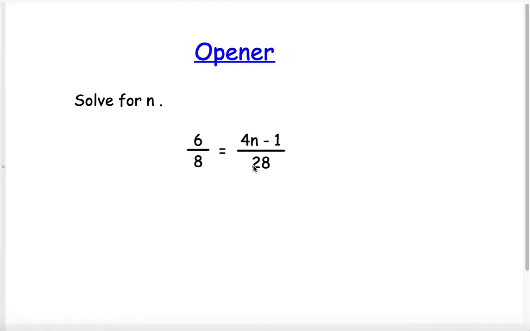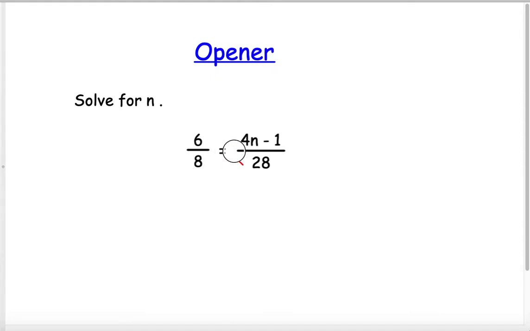So the opener for today is what we call a proportion. And we want to solve this proportion: 6 over 8 equals (4n minus 1) over 28. Well, you might remember from algebra that in order to solve a proportion, you can do what's called cross multiplying.